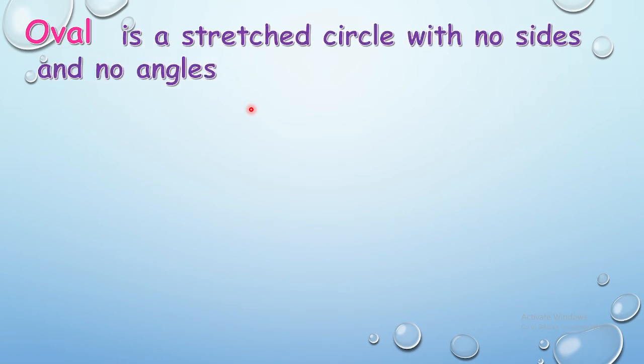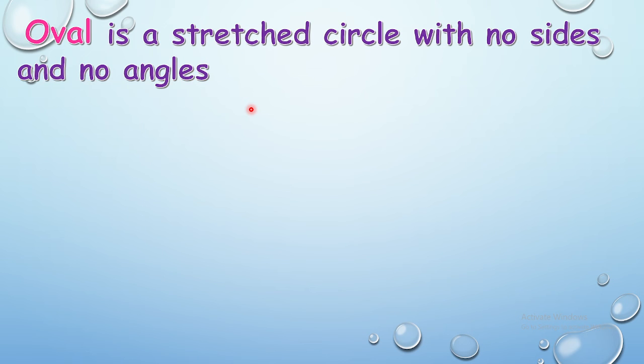Next, how about oval? What can you say about oval? Does it have sides? Does it have angles? No. It doesn't have sides. It doesn't have angles. Again, no side, no angle. But what's the difference between a circle and an oval?